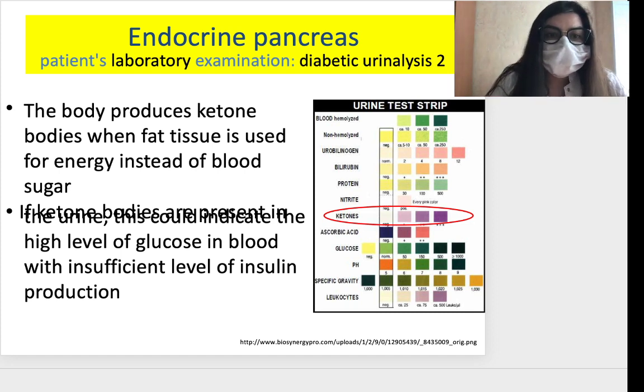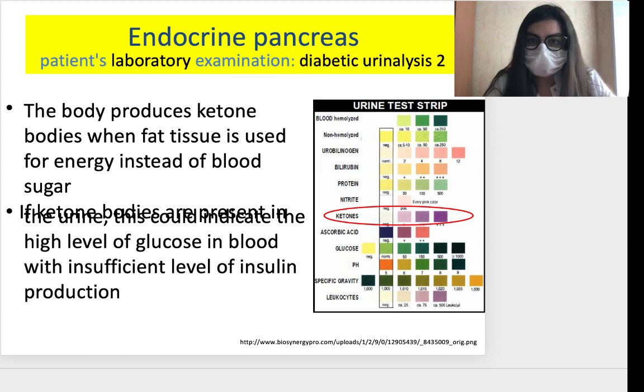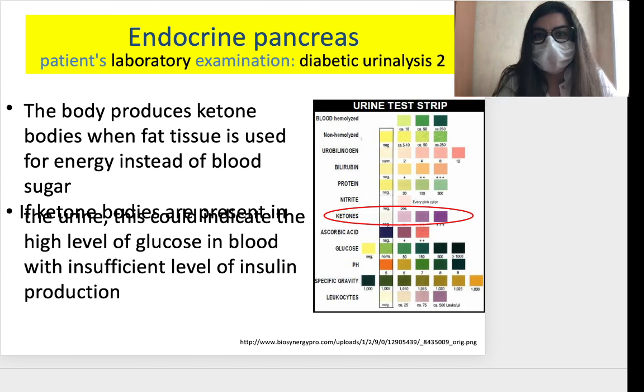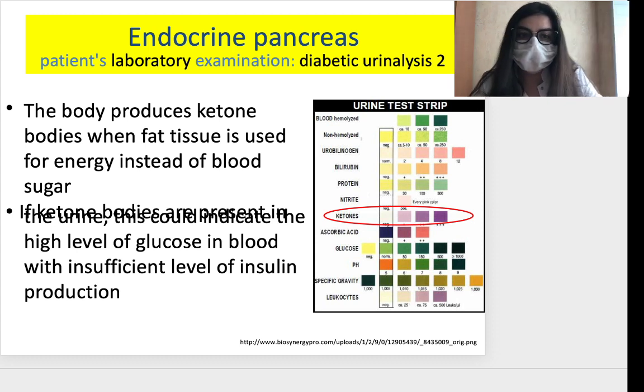The body produces ketone bodies when fat tissue is used for energy instead of blood sugar. Ketone bodies are present with a high level of glucose in blood and insufficient level of insulin production. One more time, presence of ketonic acids is possible just in case of insufficient insulin production. That's why it is just type 1 diabetes mellitus, or in some cases of diabetes mellitus type 2 but with secondary insulin deficiency.